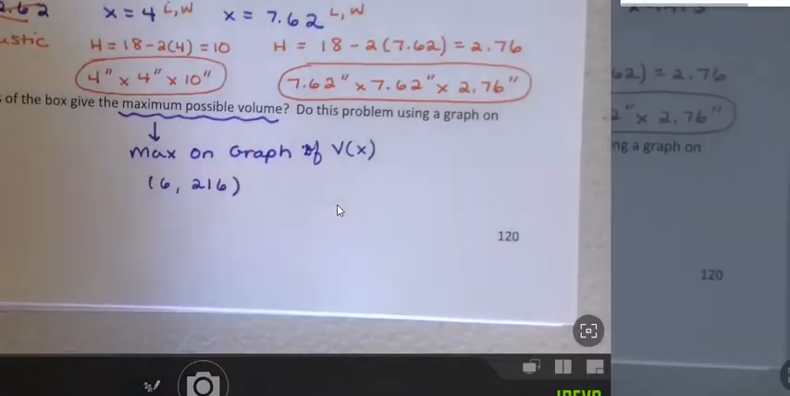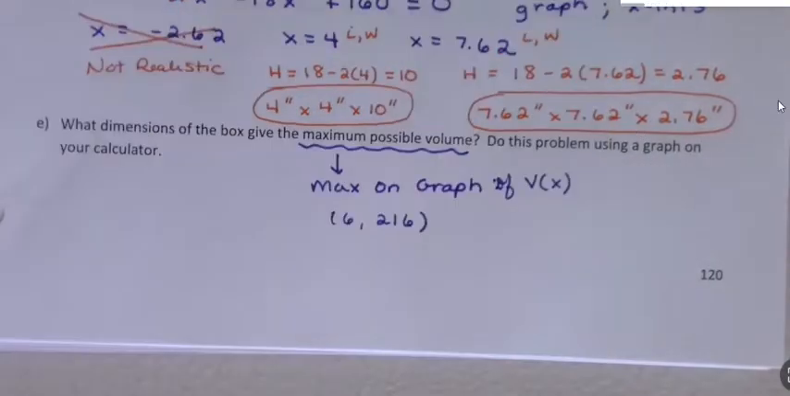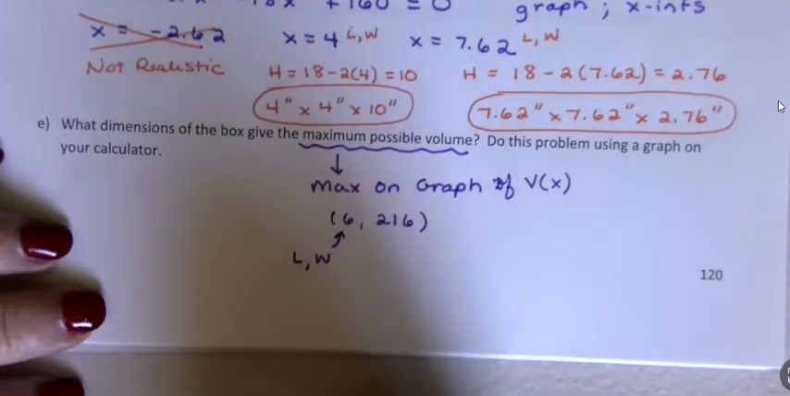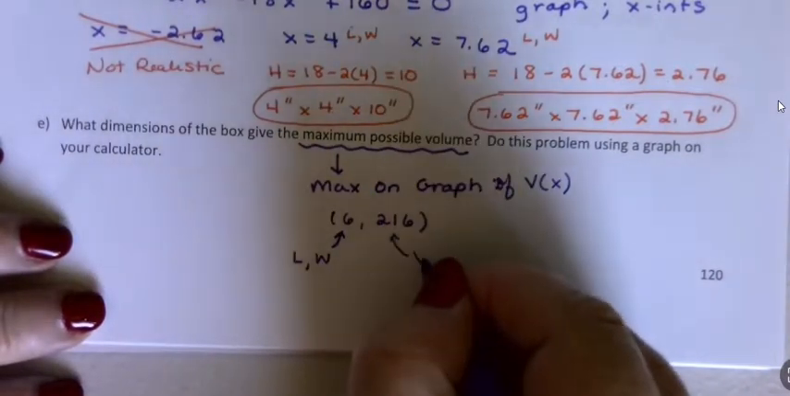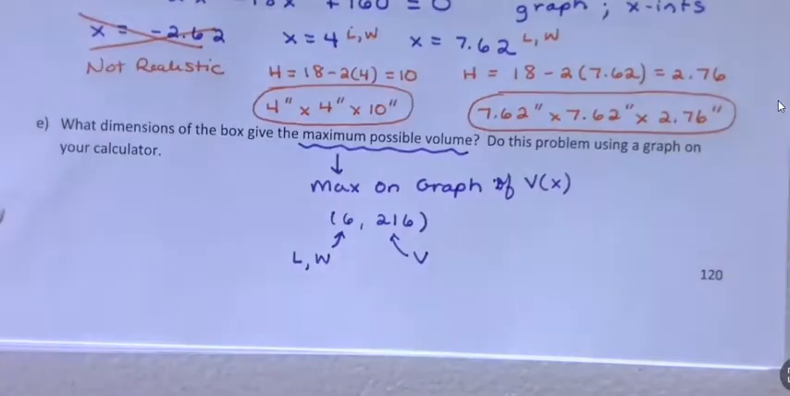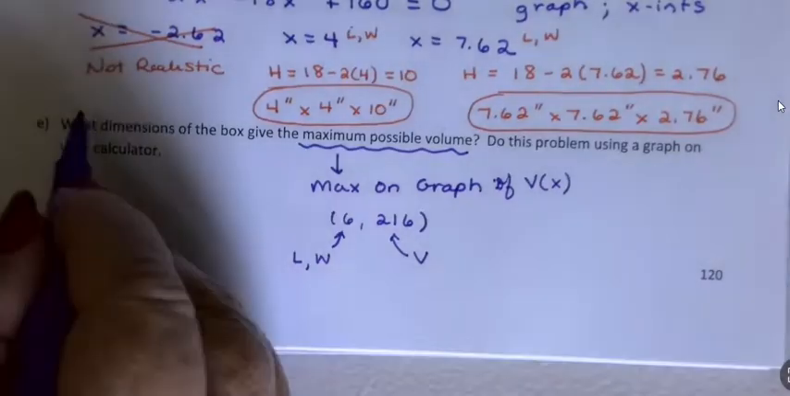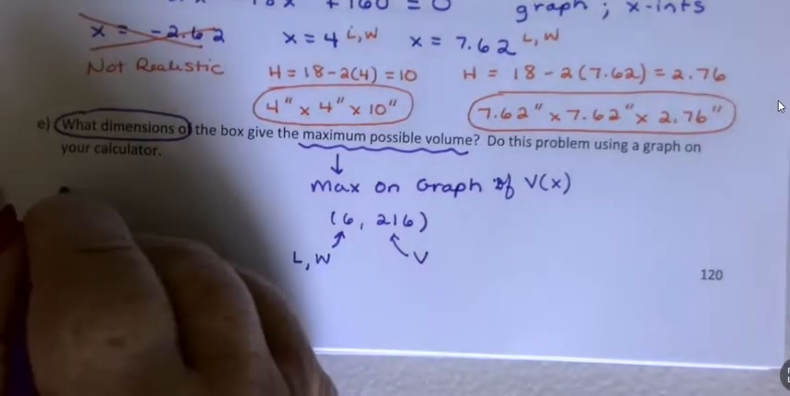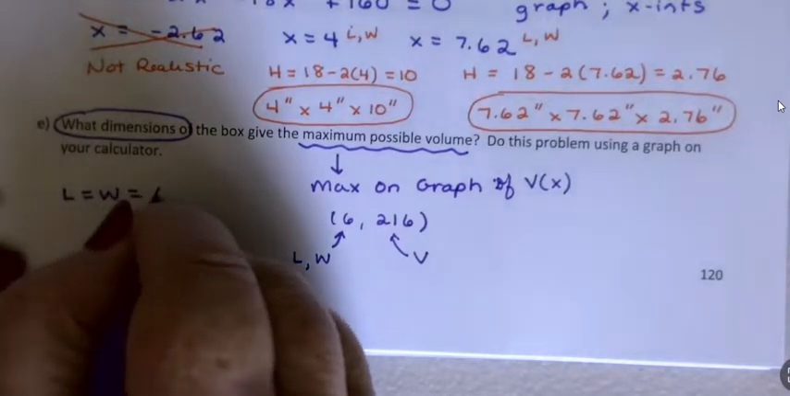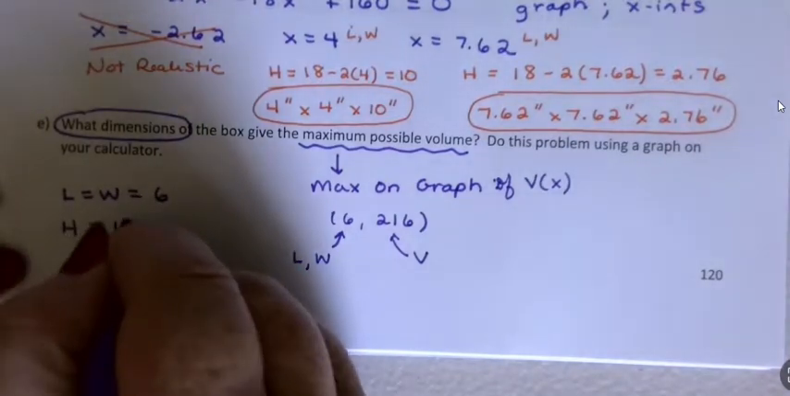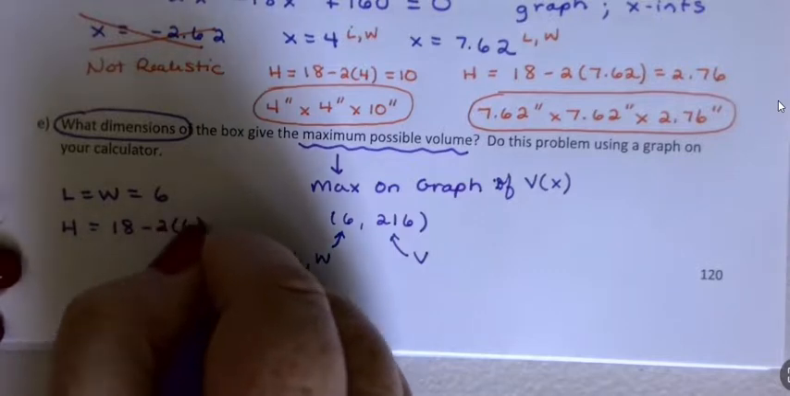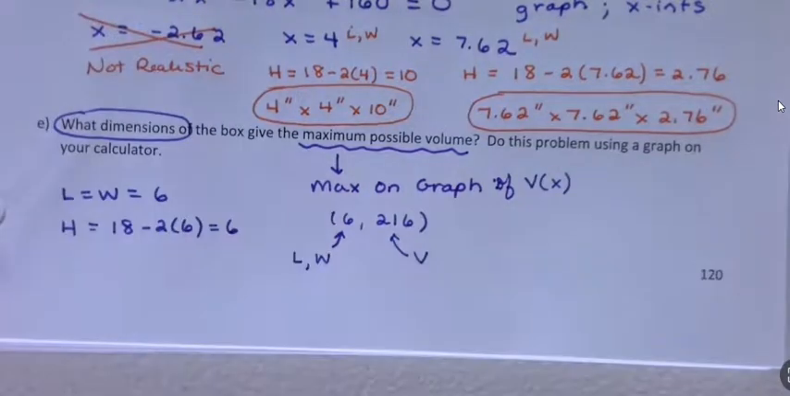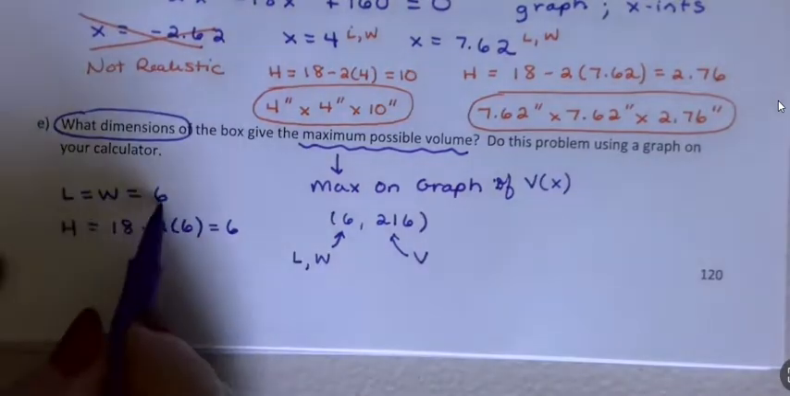What's that telling me? Well, I know the x value here is the length and the width. The y value is the actual volume, since I graphed V of x. So if my goal was to find the dimensions, I know the length and width are both 6. To find the height, I take 18 minus 2 times that 6. 18 minus 12 would also be 6. So I'm going to end up with a perfect cube, 6 by 6 by 6.